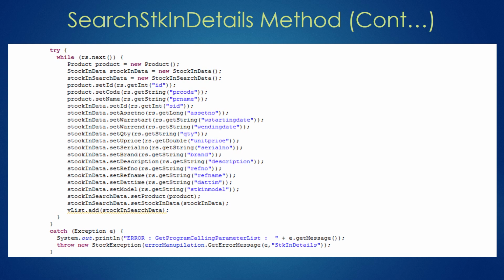So in this slide, you can see that we have assigned the retrieved data into the stock in data object's attributes and into the product object's attributes. Okay, let's see how we display these retrieved data to the user in the JSP page.